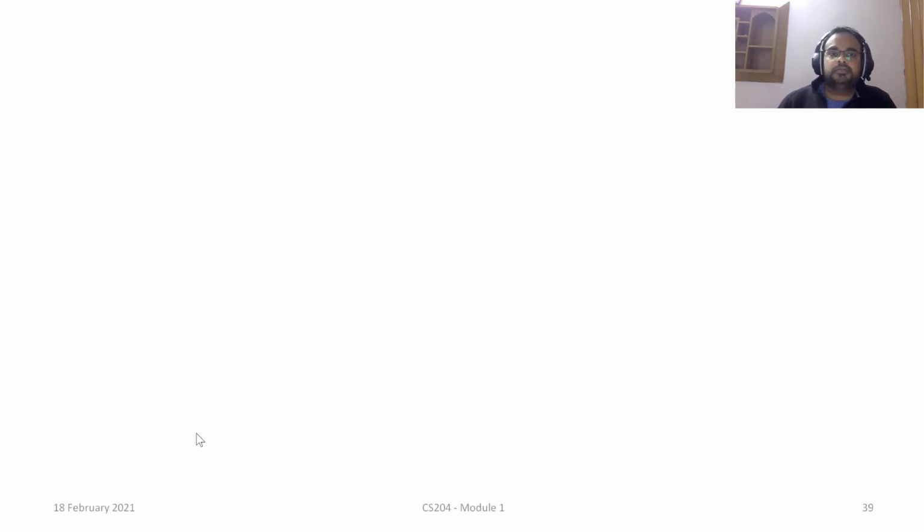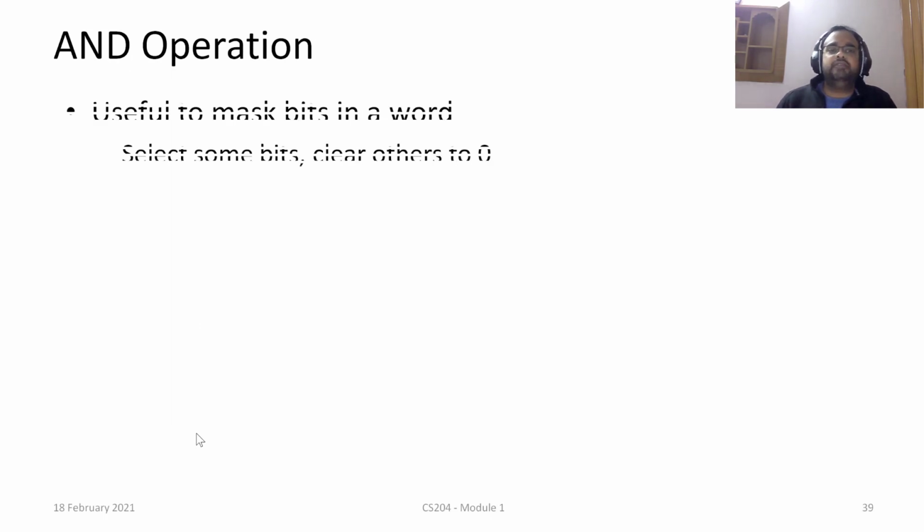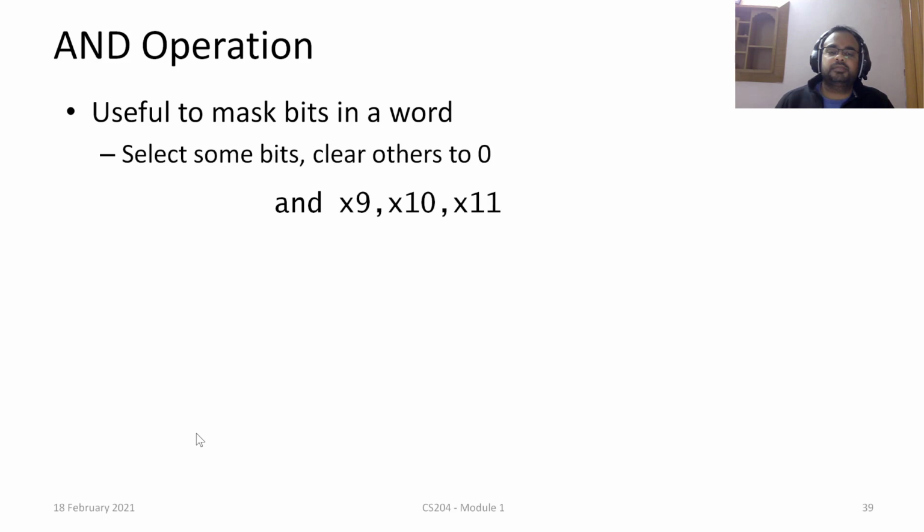Okay, moving on to the logical operations. AND is primarily used to mask a few bits, or select a few bits and write zeros in the other bit positions. So it would look something like this: AND x9 comma x10 comma x11, just like the ADDI versions, right? So x10 and x11 are the source and x9 is the destination.